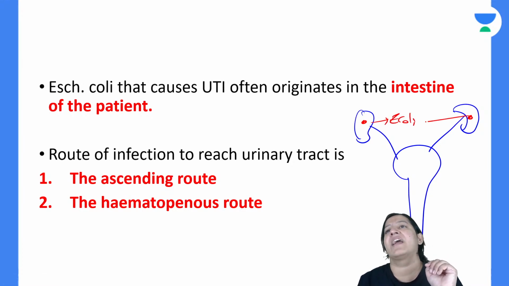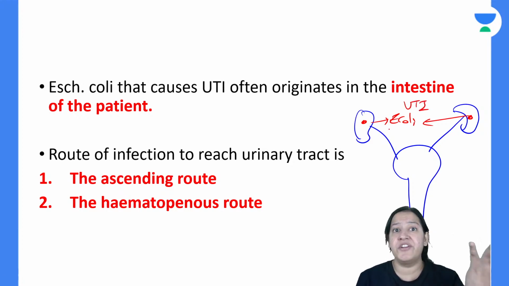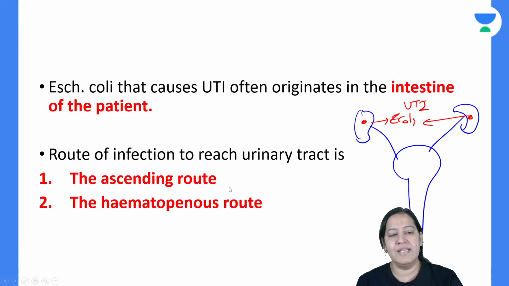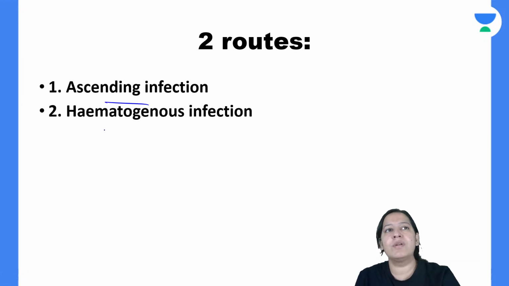How will E. coli reach the kidney? Once it reaches the kidney, it will cause UTI there, urinary tract infection. So there are 2 routes. Listen, ascending route and hematogenous route. What is ascending route? The most common route is ascending route.